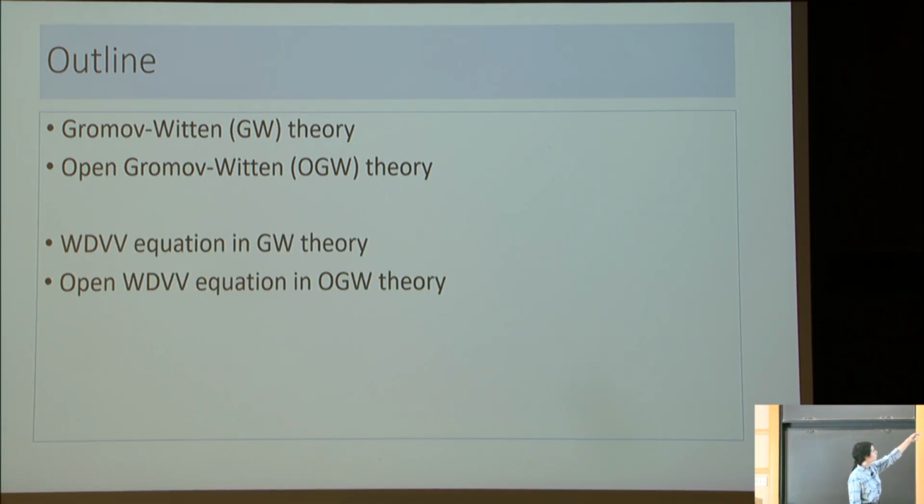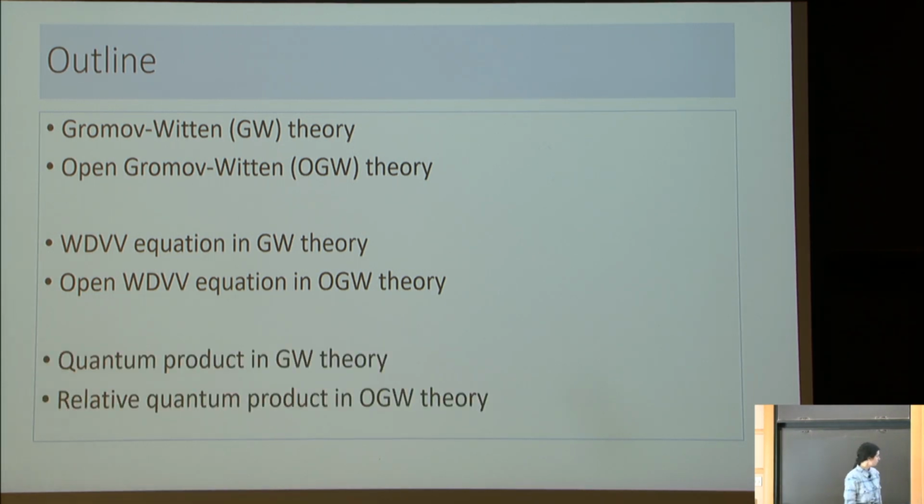Next, I'll talk about the definition and an introduction to what it is that we want to count and how we might want to approach the question. Then I will talk about WDV equations in closed theory and in open theory, and those equations have to do with calculations, among other things that they do. And hopefully, if time permits, we're also going to talk about another aspect of those WDV equations, which is a quantum product, again, in closed theory, and then the analog in open theory.